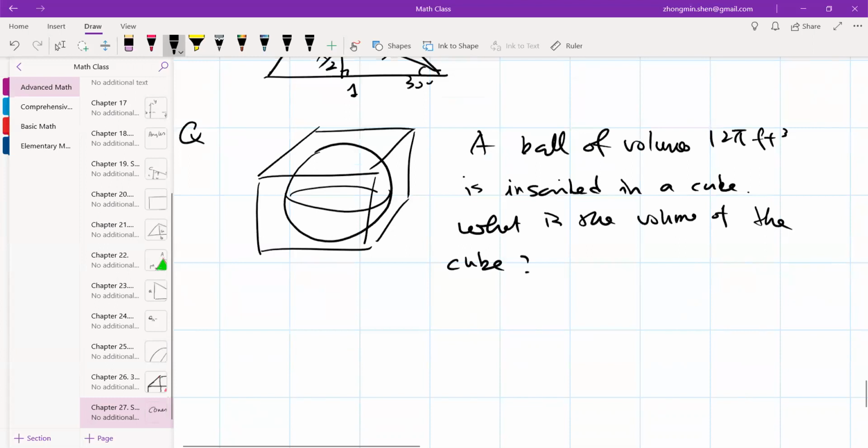Right. So you have to recall the formula for the volume of the ball, right? The volume of the ball is going to be 4 pi r cubed over 3.